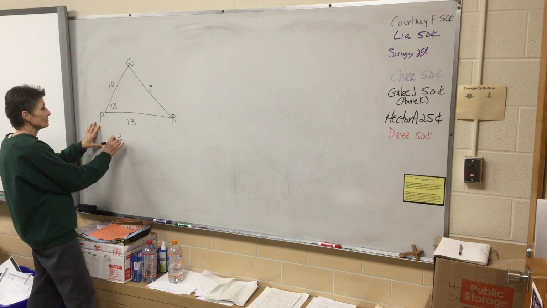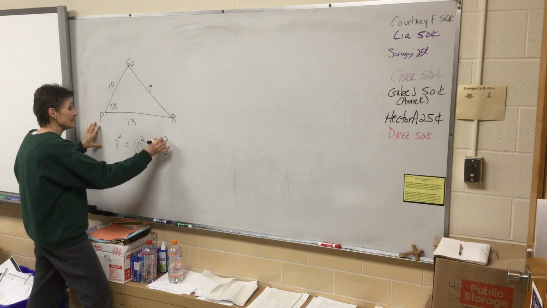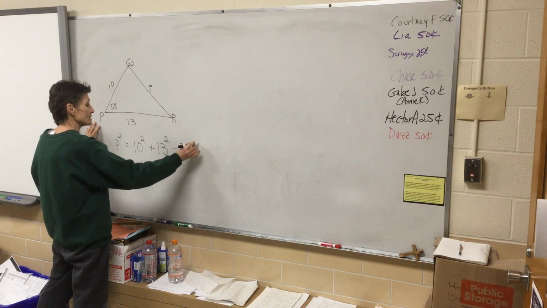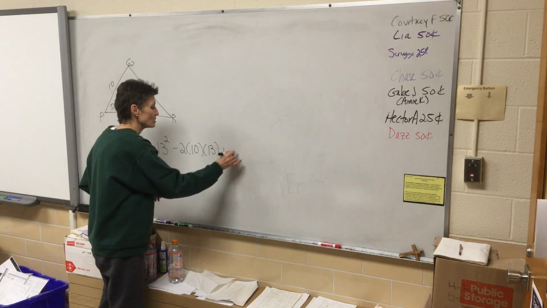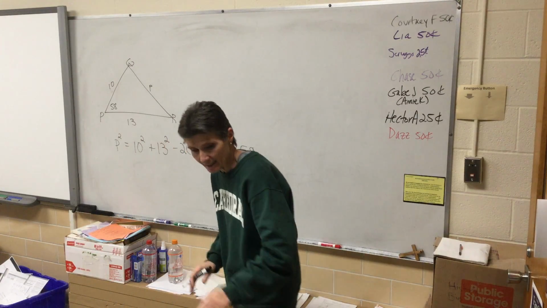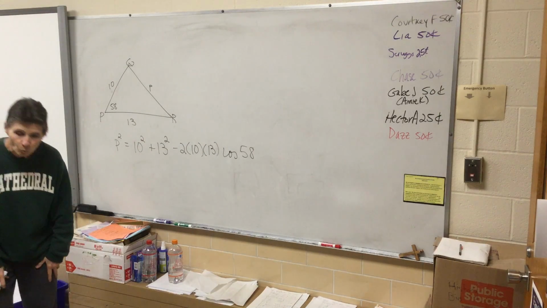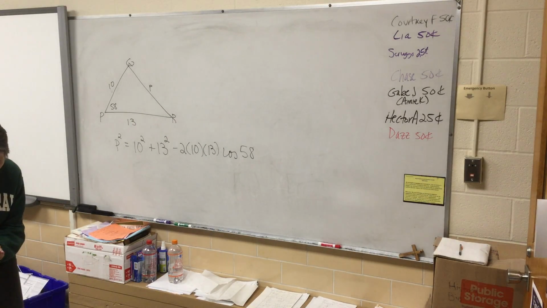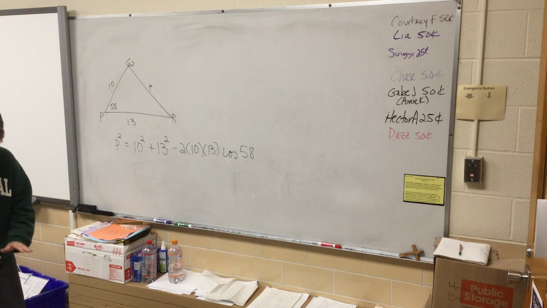P squared equals 10 squared plus 13 squared minus 2 times 10 times 13 times the cosine of 58. Now, I know what you're thinking. It happens every time. Kids start freaking out when I put up the law of cosines. But it's really easy. I'll let you get it written down, and then I want to talk you through it so that you see what I did.